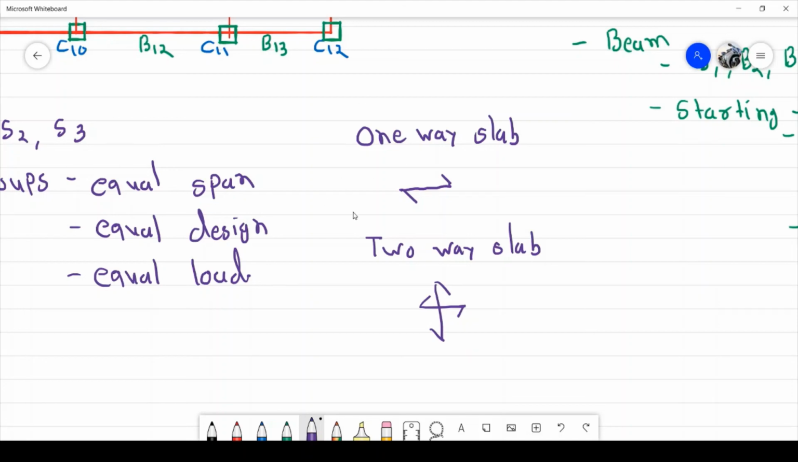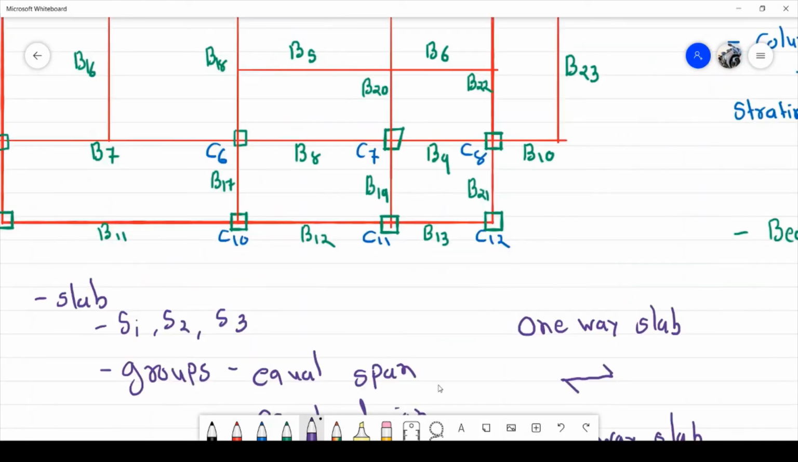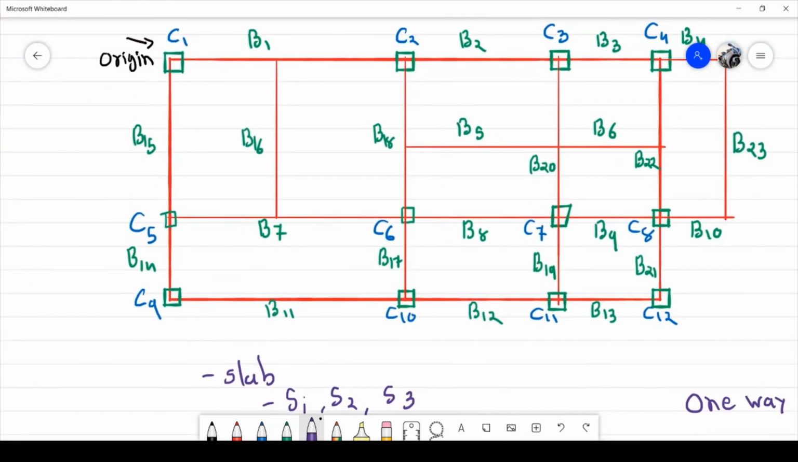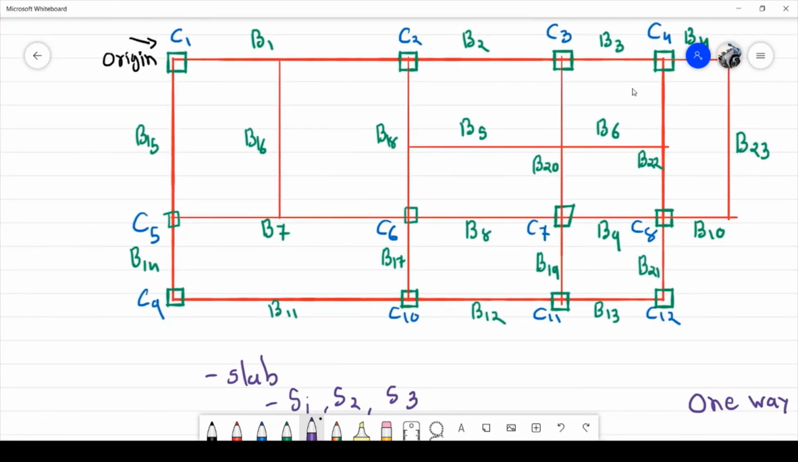Now we are going to name the slabs. There are no rules, no starting point, no ending point. I can call this slab S1, because all the slab designs are the same. Here is S2, S2, S2. Here is S3, here is S4, S4, then here is S5. So naming is completed. Now we are going to symbolize it.